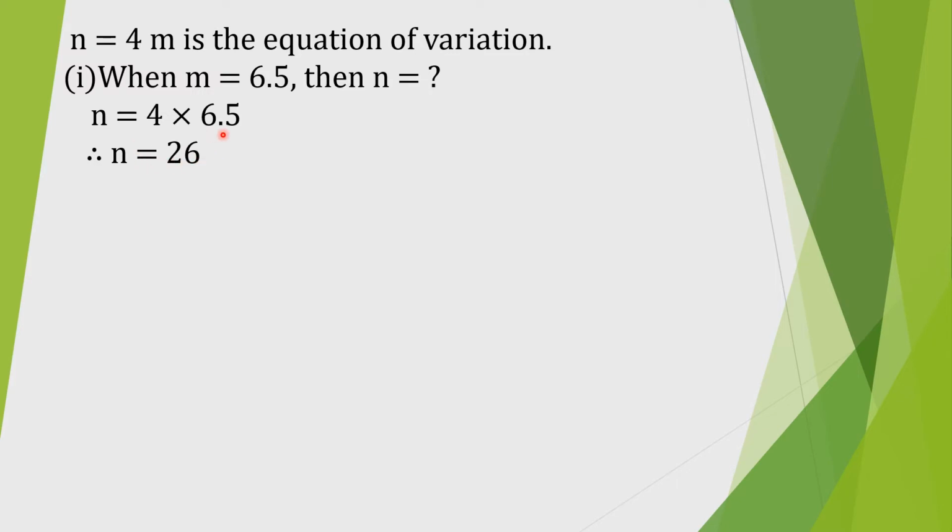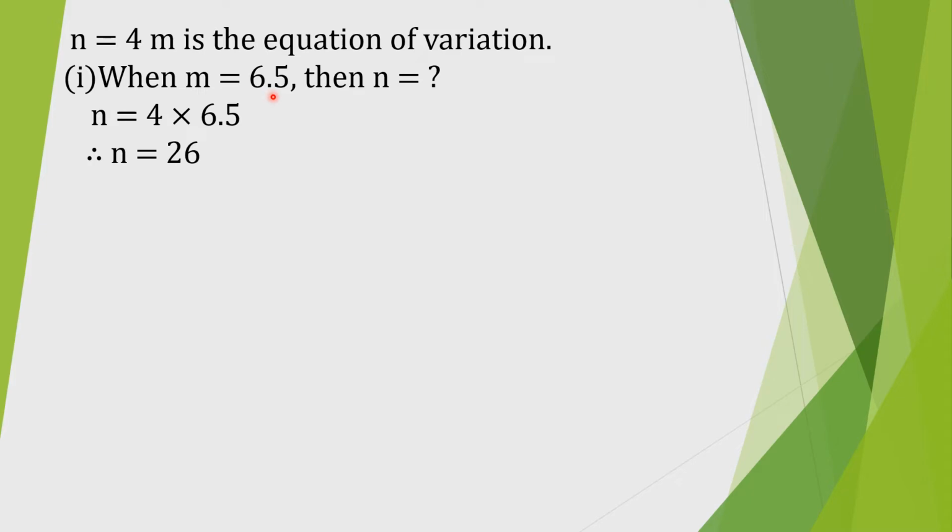You'll get the value of n equal to 26. If you multiply normally 65 into 4, you will get 260. So one decimal place is there, so the point will come. The 0 has no value, so you can write directly 26. So n equal to 26 is the answer.